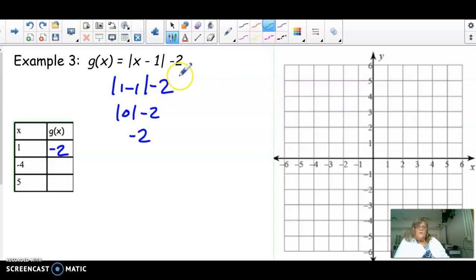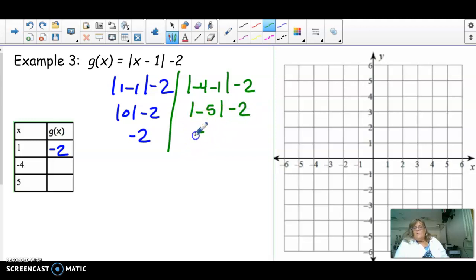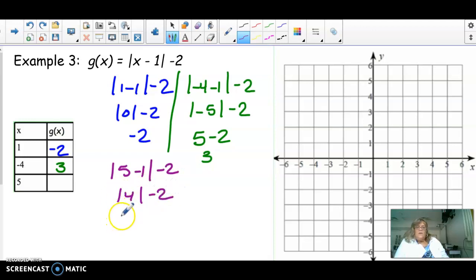If we do the next one, we're going to say negative 4 minus 1 minus 2. So inside we have the absolute value of a negative 5, but the absolute value of a negative 5 is a positive 5, and 5 minus 2 gives us 3. And the last one, let's do the absolute value of 5 minus 1 minus 2. That gives us 4 minus 2. The absolute value of 4 is 4, and 4 minus 2 is 2. So that gives us some points.